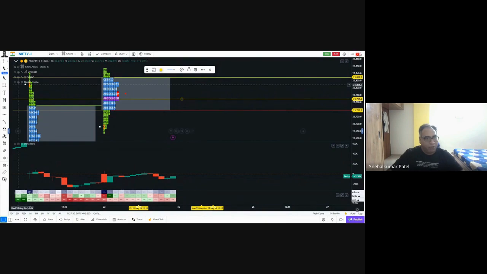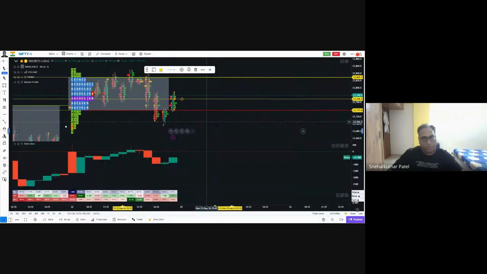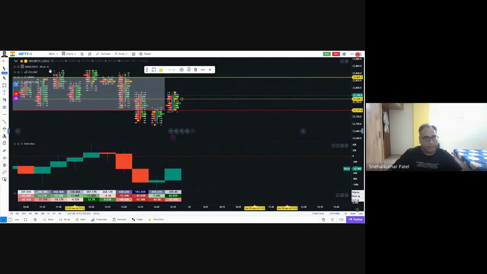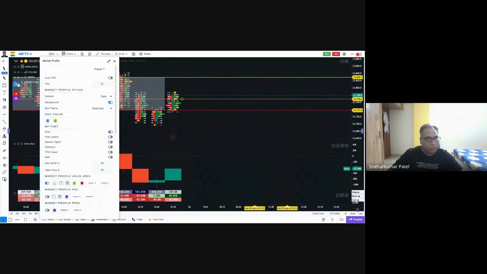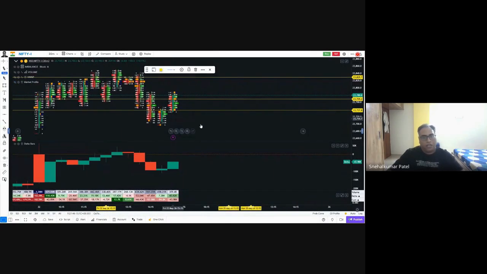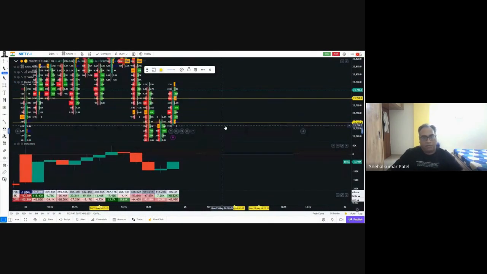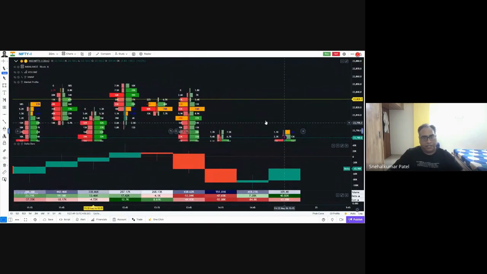If we now move to the imbalance chart and move to a lower time frame, we will actually look at how the price has moved around this area. So what I'll do is I'll turn off the market profile for now. Now you look at how the price has moved around this area.